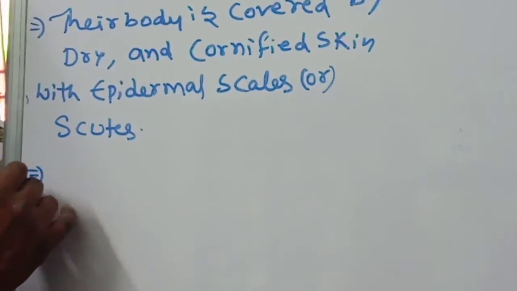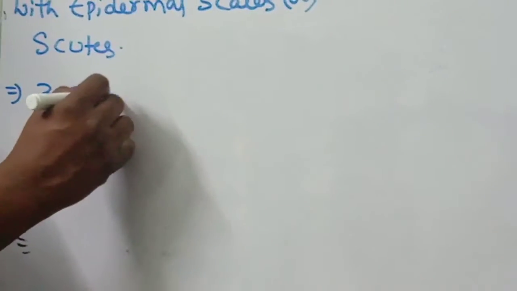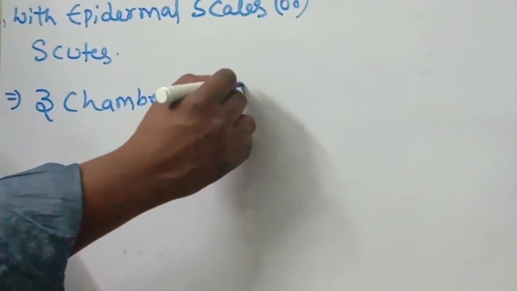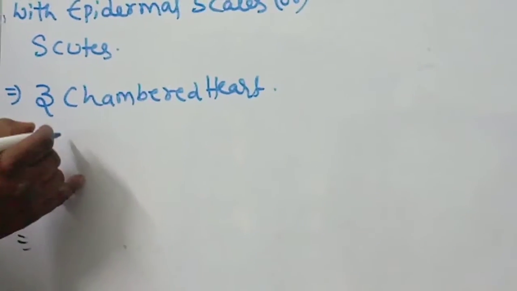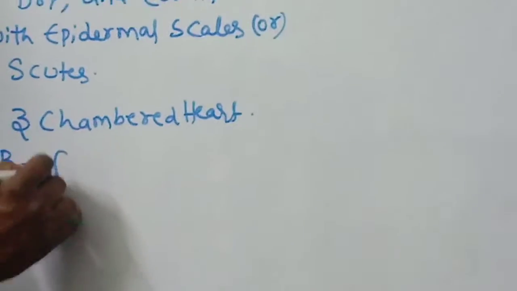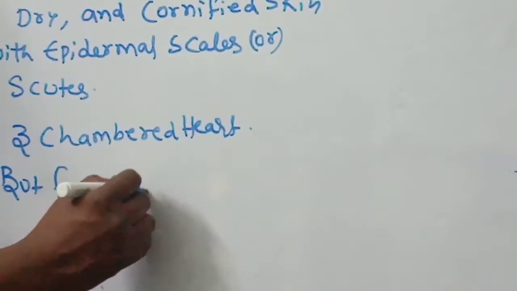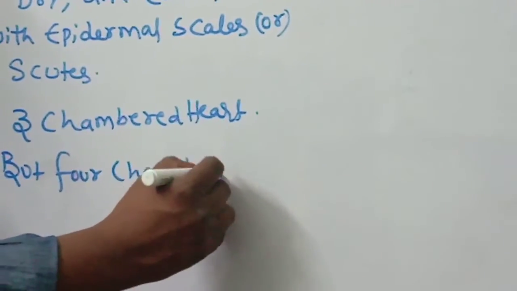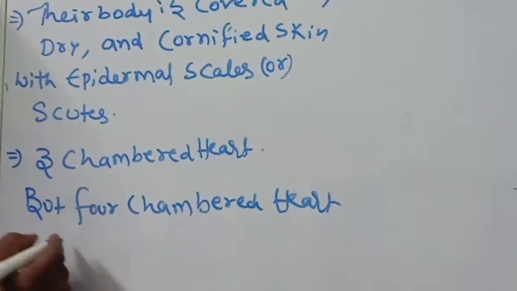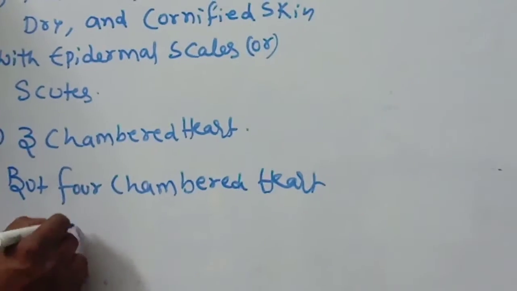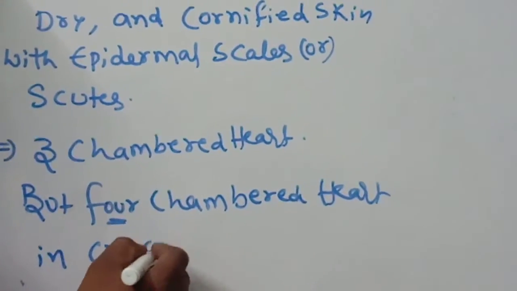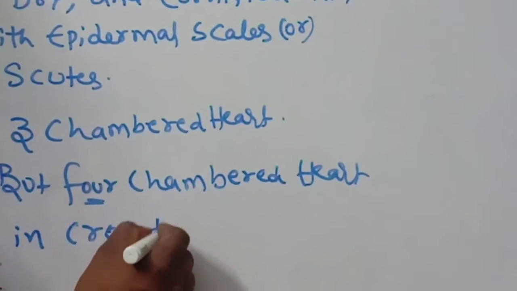Reptiles have a three-chambered heart. This point you should remember. Reptiles have a three-chambered heart, but very important, a four-chambered heart is there in crocodiles. Four-chambered means four, you know very well.